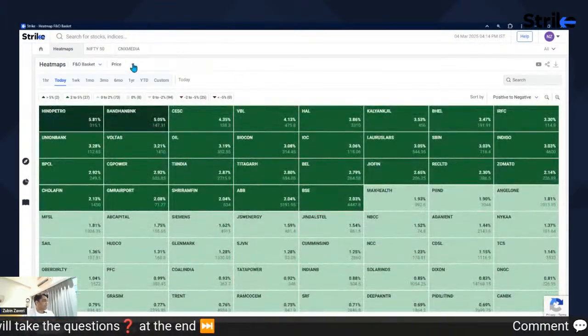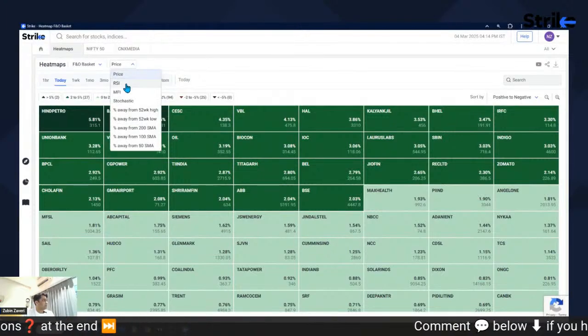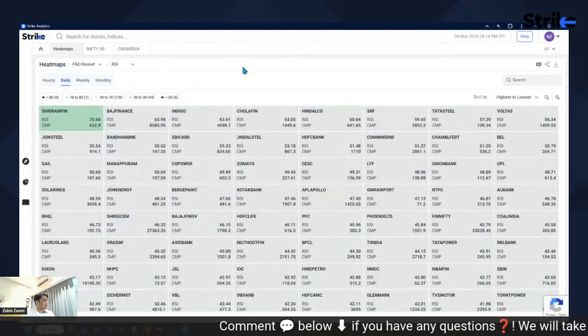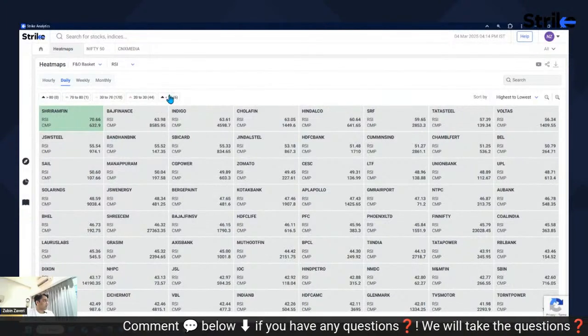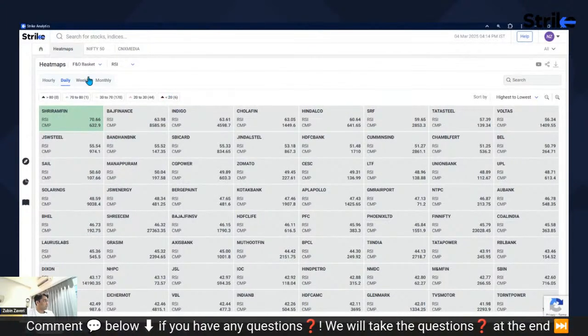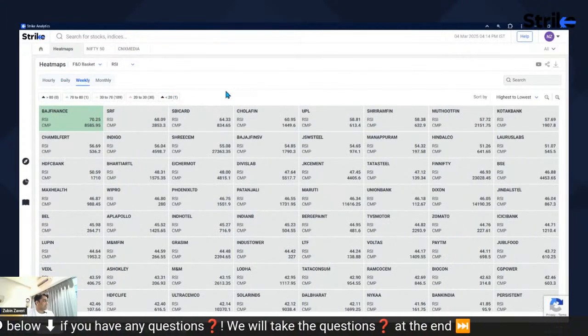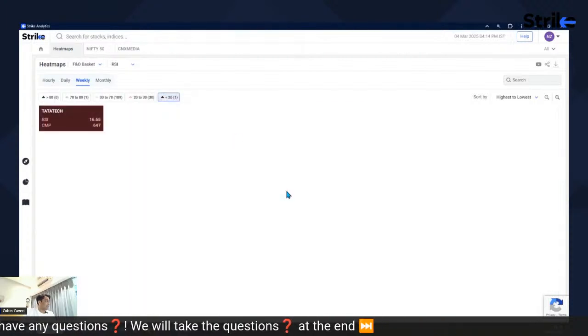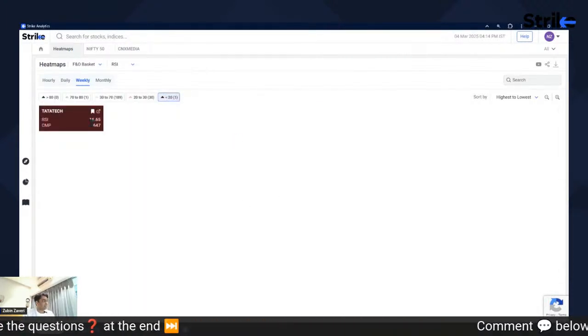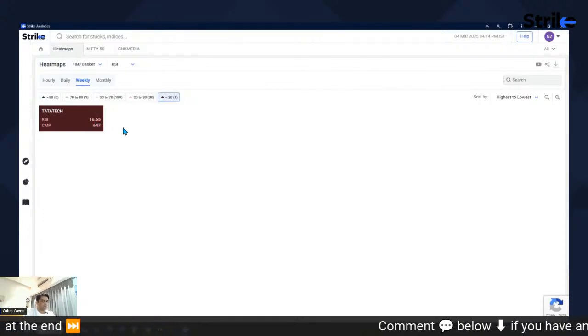Now, instead of price, what we can do is I want RSI. Let's click on RSI, and I want to find out all the stocks whose weekly RSI is less than 20. So I got a stock, Tata Tech. Tata Tech RSI is at 16, which is highly oversold.